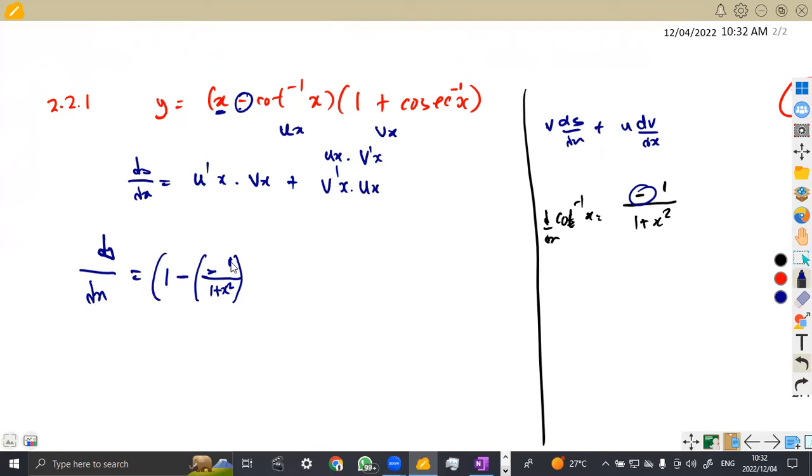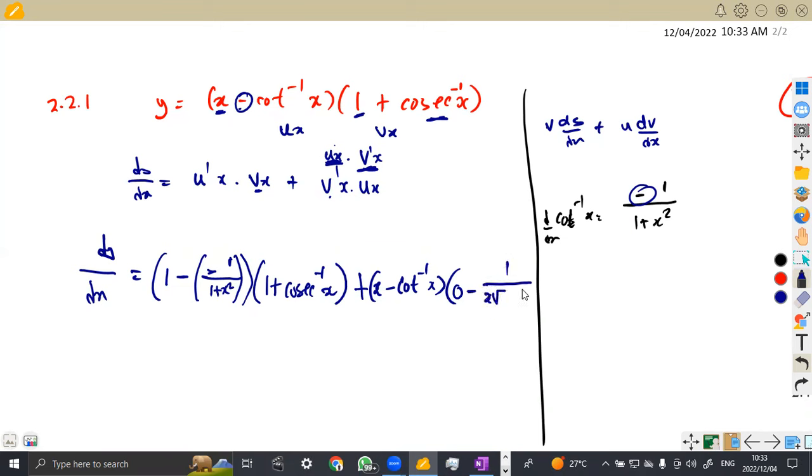Whatever we have on this derivative, we multiply by v(x), which is going to remain as it is, 1 plus arc cosec x. So that's what we have, plus here the derivative of v(x), or you can start with u(x). We can use this one on top, starting with u(x), so it's x minus arc cot x, our u(x), times the derivative of v(x). The derivative of 1 is 0, and arc cosec is also given in our formula sheet: negative 1 over x times the square root of x squared minus 1. So that's what you're going to have. Since simplification is not required, I'm just going to leave my answer like this.